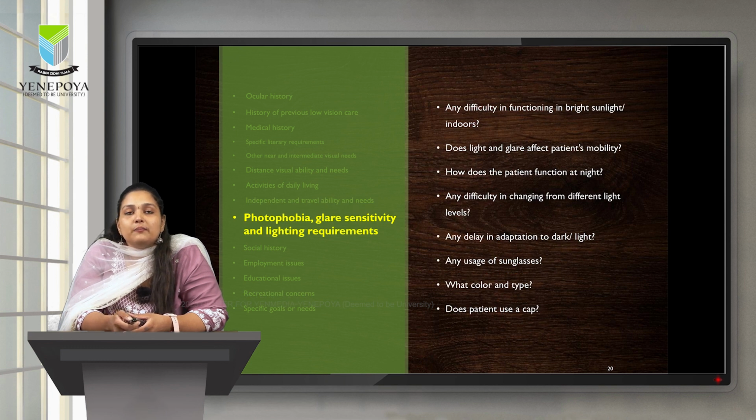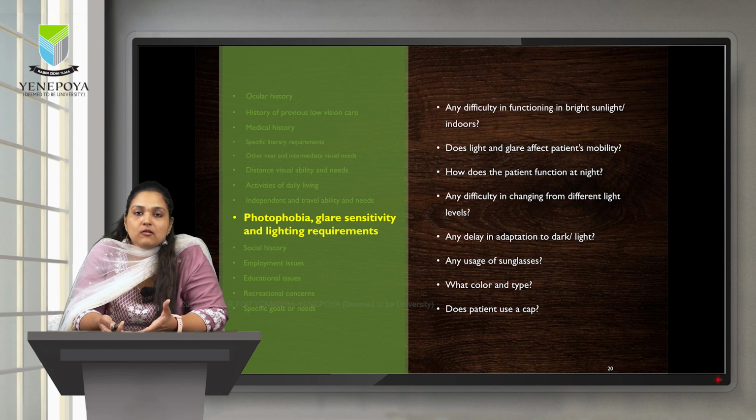Next is photophobia, glare sensitivity and lighting requirements. Is the patient having difficulty looking at the sun? Is the patient having difficulty with light indoors, also in the room? Some patients will put more lights in the room. Some turn off all the lights in the room. That means they are having photophobia or glare. Some want more light, which means the current light is not enough for them.